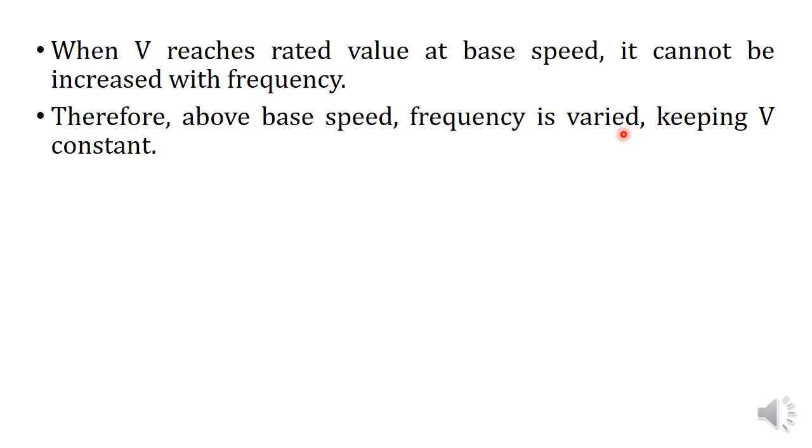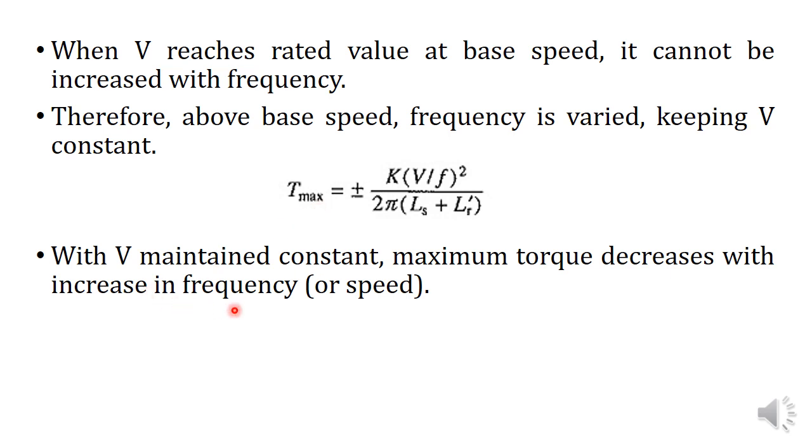So what happens when the voltage is kept constant and frequency is varied? Let's again consider the same equation for Tmax. In this equation, we already concluded that the V by F ratio should be maintained constant in order to keep Tmax constant. But for above base speed operations, we have to maintain V as constant and F is to be varied. So if you are keeping V constant and increasing the frequency, then the maximum torque will decrease. The final conclusion is that with V maintained constant, maximum torque decreases with increase in frequency, that means with increase in speed.